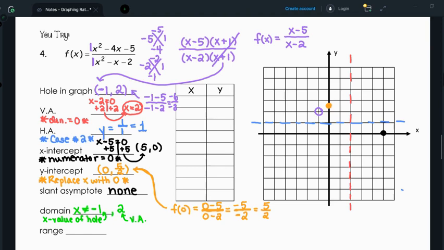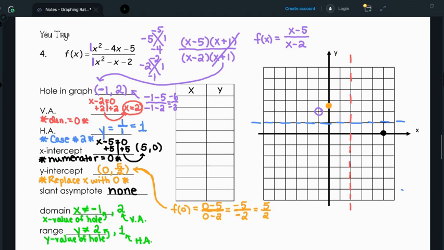For the range, it's the same idea, except we have y cannot equal the y value of the hole, so that's going to be 2. If you look back in our information, that's the y value of our hole. And it also cannot be the horizontal asymptote, which has a y value of 1.